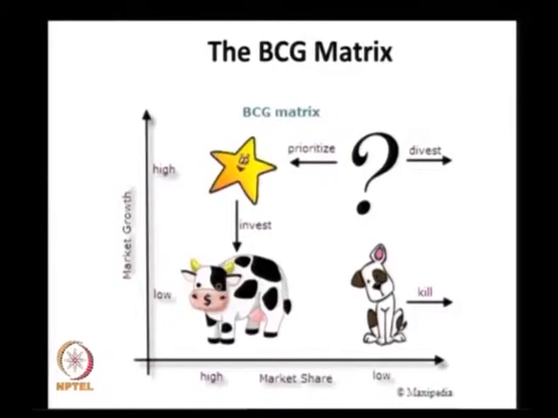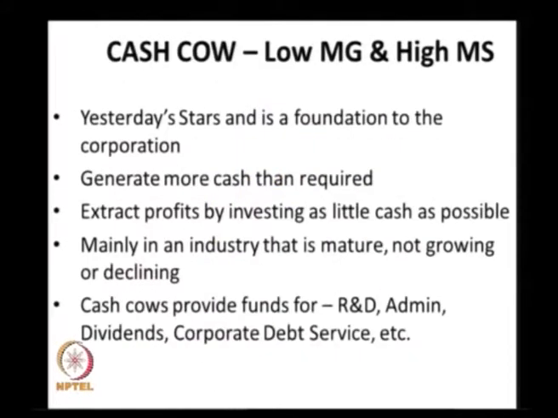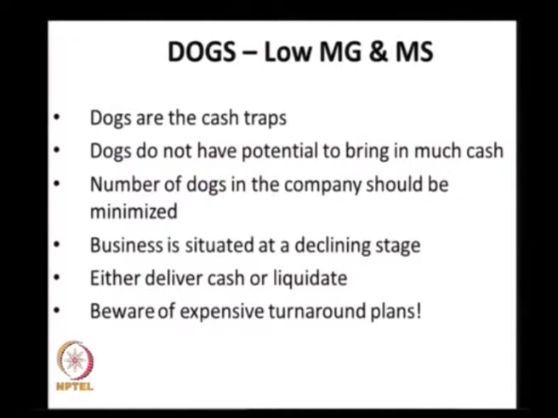The next would be the dogs. As we see here, these are low in market share as well as low in market growth. Now these are the cash traps. They do not have the potential to bring in much cash, and these are the types of firms that we need to eliminate. How do we eliminate them? We just liquidate them, sell them for cash. When there is no market growth and no market share, there is no point holding companies under this category.